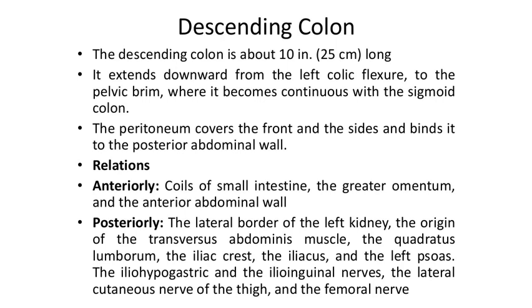The descending colon is about 10 inches. It extends downward from the left colic flexure to the pelvic rim, where it becomes continuous with the sigmoid colon. The peritoneum covers the front and sides and binds it to the posterior abdominal wall.